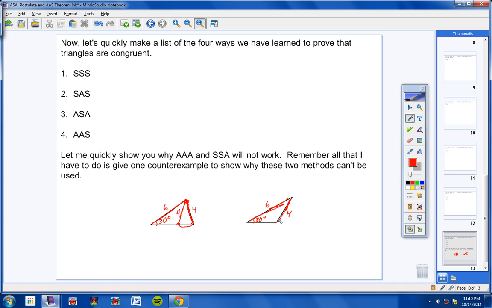And that's what I did over here. So look carefully, I have a triangle here that has 4, 6, 30, and a triangle over here that has 4, 6, 30, yet those 2 triangles are what? Not congruent, okay? So you cannot use angle, angle, angle to prove that 2 triangles are congruent, and you cannot use side, side, angle to prove that 2 triangles are congruent, okay?